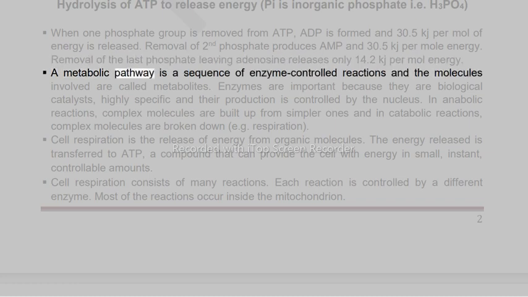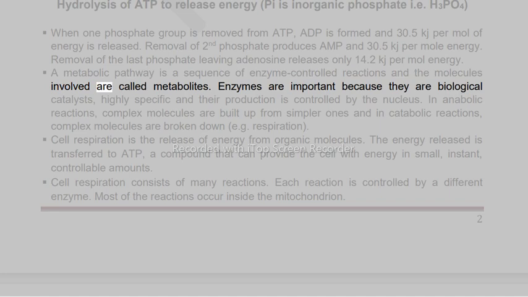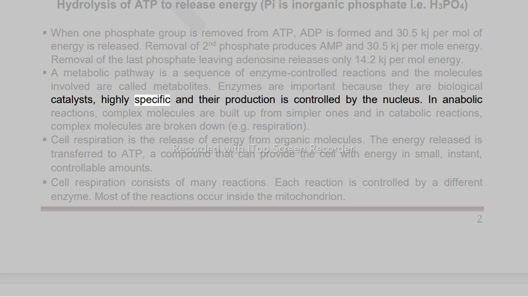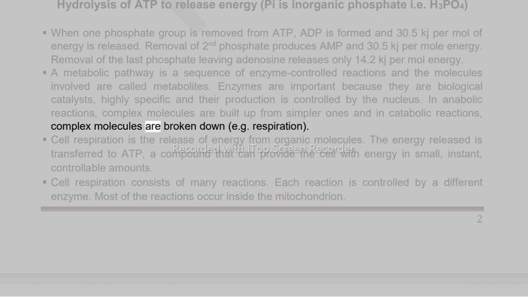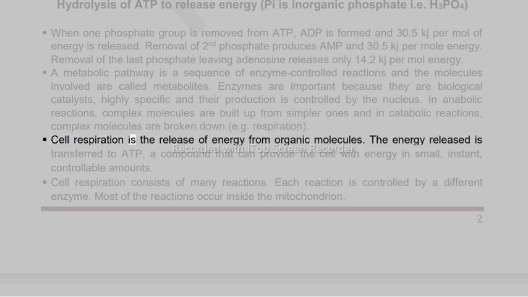A metabolic pathway is a sequence of enzyme-controlled reactions, and molecules involved are called metabolites. Enzymes are important because they are biological catalysts, highly specific, and their production is controlled by the nucleus. In anabolic reactions, complex molecules are built up from simpler ones, and in catabolic reactions, complex molecules are broken down, e.g. respiration.